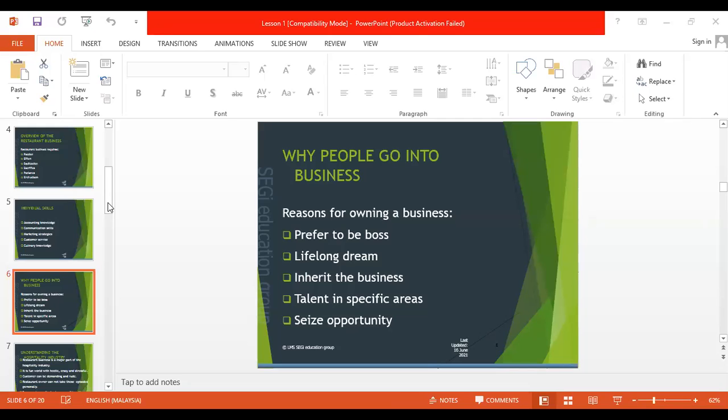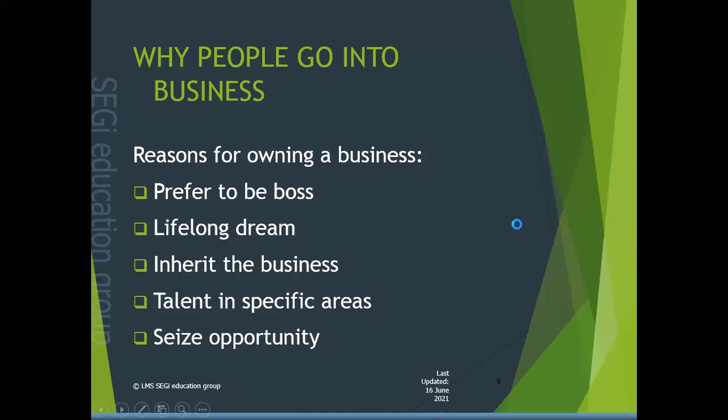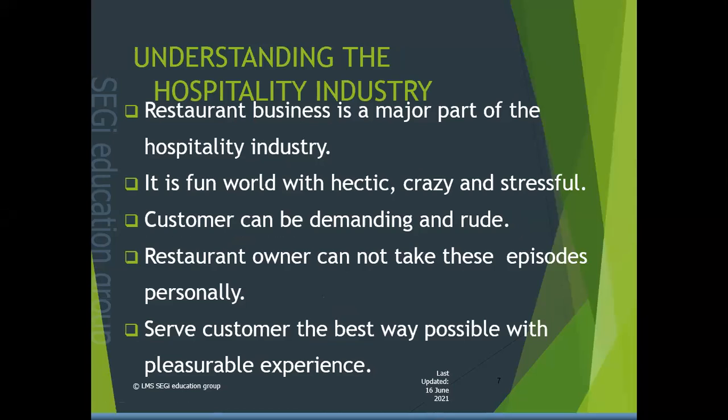Okay. Why people go into business? Understanding the hospitality industry. Guys, hospitality industry is two industries. There are two industries under the hospitality industry. Number one, lodging. Number two, restaurants. So restaurant business is a major part of hospitality industry.